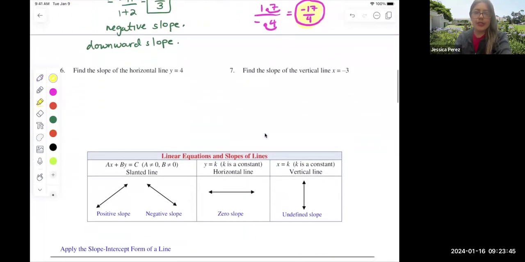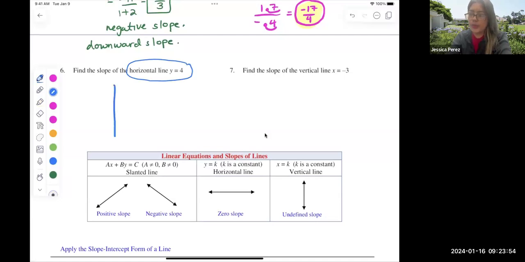Similarly, for numbers 6 and 7, they don't give us points, but what do we know about a horizontal line of y equal 4? Let's start by graphing y equal 4. My x is going to be 0, but my y is going to be 4. That's a y-intercept. So we're going to go 1, 2, 3, 4, and then we're going to have a horizontal line.